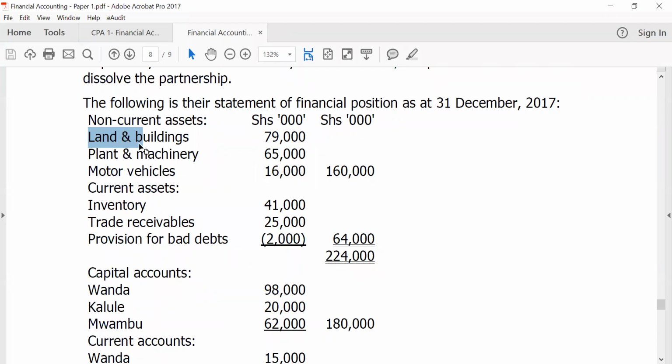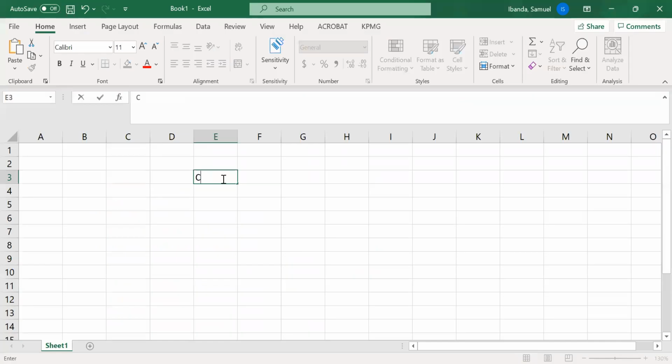And in transferring our assets to the realization account, because assets have a normal debit balance, what we basically do is we credit our assets and debit the realization account. And we do that for all the individual assets. Realization account.